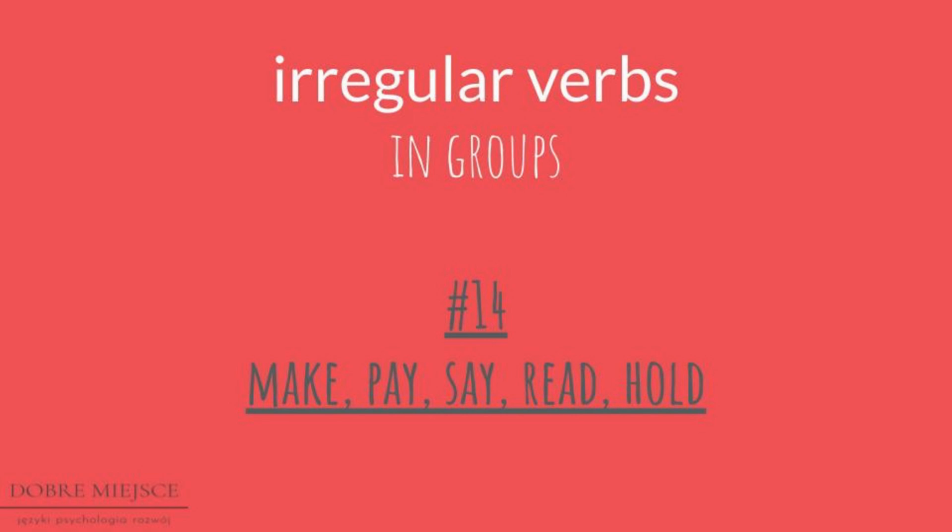Now you will see 5 examples of irregular verbs listed in the following order. 1. The infinitive, the basic form of the verb. 2. Past simple form. And 3. Past participle form. Examples. 1. The verb make. It goes like make, made, made.